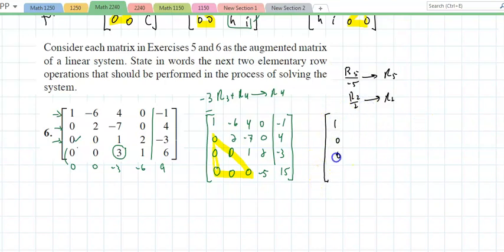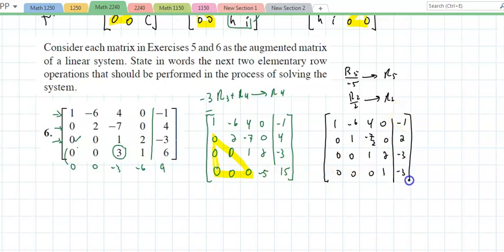a 1, 0, 0, 0, -6, 4, 0, -1. If I divide this by 2, that's 1, -7 halves, 0, and a 2. Again, I'm going to put that line. 0, 0, a 1, 0, a 2, -3. And if I divide by a -5, wouldn't that be 1 and -3? And that's normally what you would do.